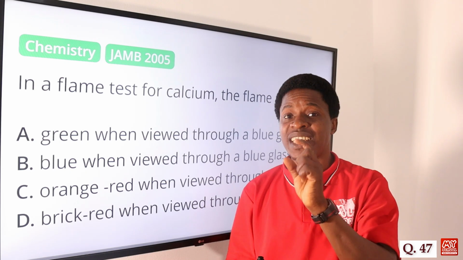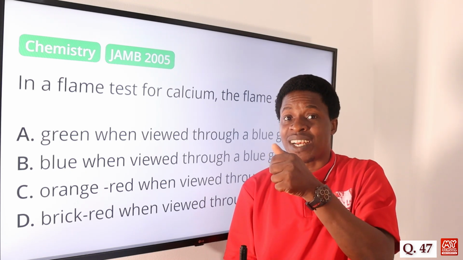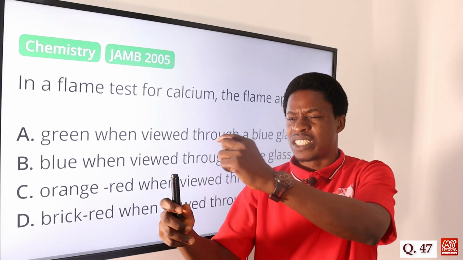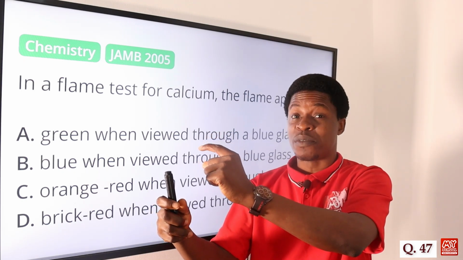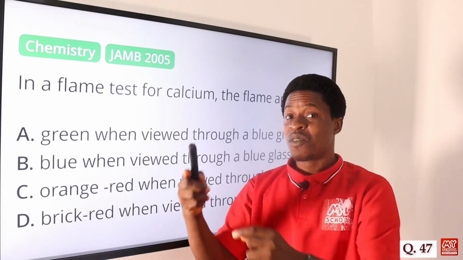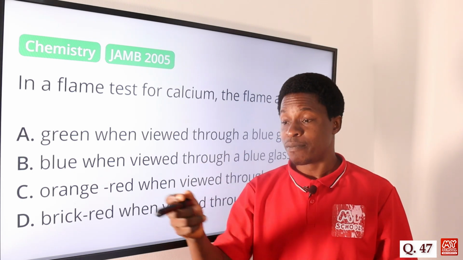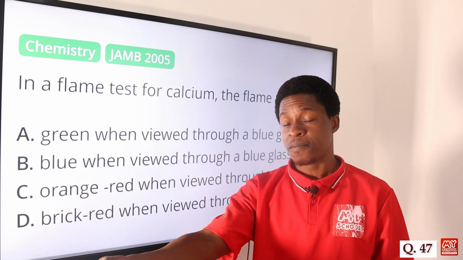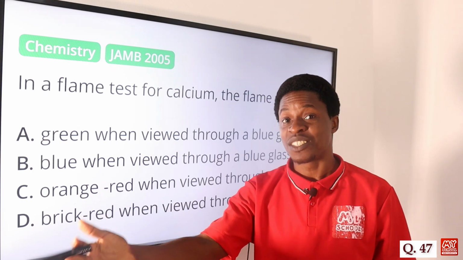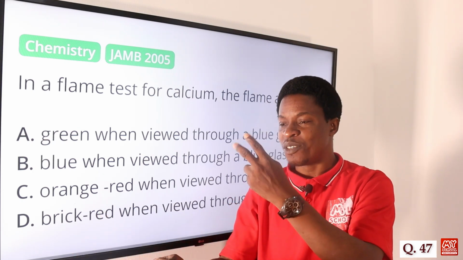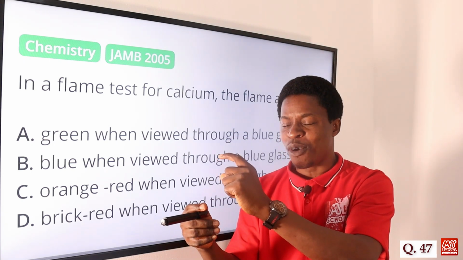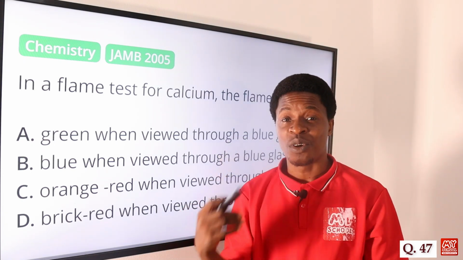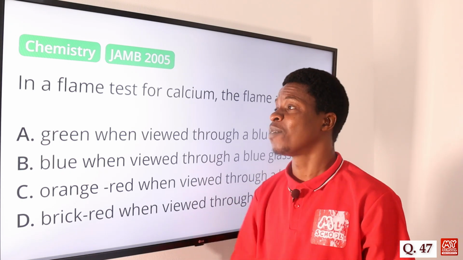But once you bring a blue glass and try to view it this way, the color is going to change to green. What you will see will be a green color. Take note, when you view it with your naked eyes, in contact with the flame, you have a brick red color. But if you view the flame using a blue glass, you discover that the color eventually changes to green. So let's look at the options now.